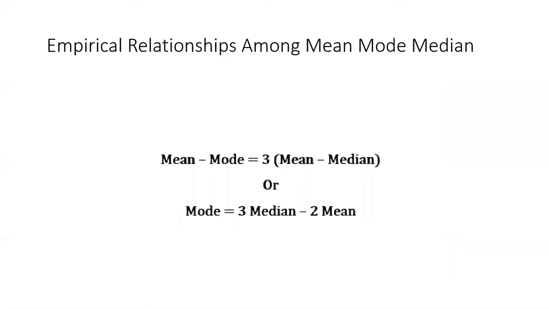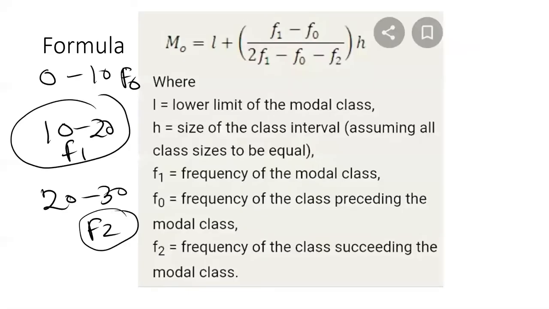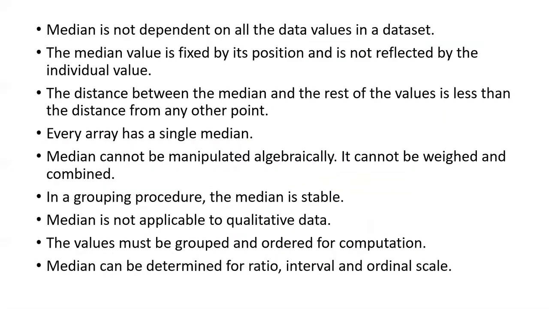Now we study the empirical relationships among the mean, mode, and median. In case of mean, mode, and median, an empirical relationship exists. The formula for this empirical relationship is: mean minus mode is equal to 3 times (mean minus median), or it can also be calculated as mode is equal to 3 median minus 2 mean. I am repeating this once again: mean minus mode is equal to 3 times (mean minus median), or mode is equal to 3 median minus 2 mean. So that was all about your central tendency measures. We have covered everything in detail.